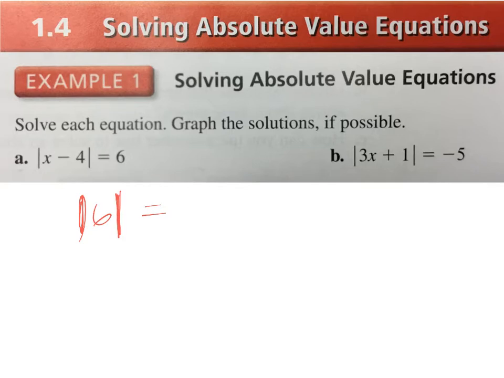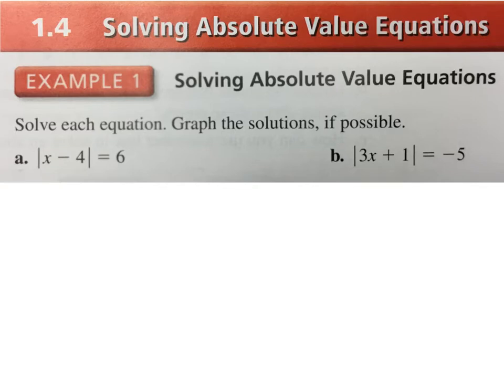When you calculate distance, that's always positive, okay? So how far is the number 6 from 0? Well, it's 6 units. Now, if I take negative 6, the absolute value of negative 6, how far is negative 6 from 0? Well, it's also 6 units. So whenever you're taking the absolute value of a number, the result is positive. Okay, that's the first thing you understand.